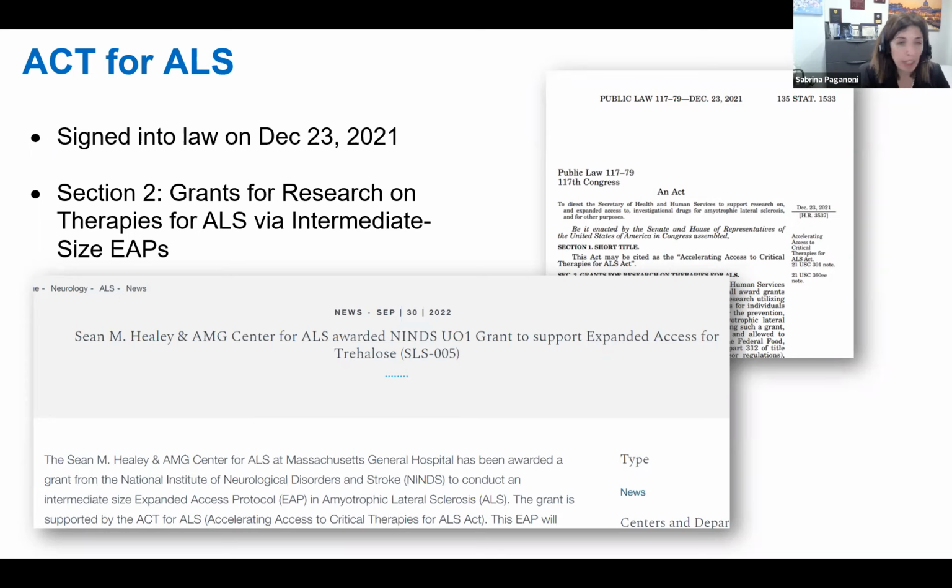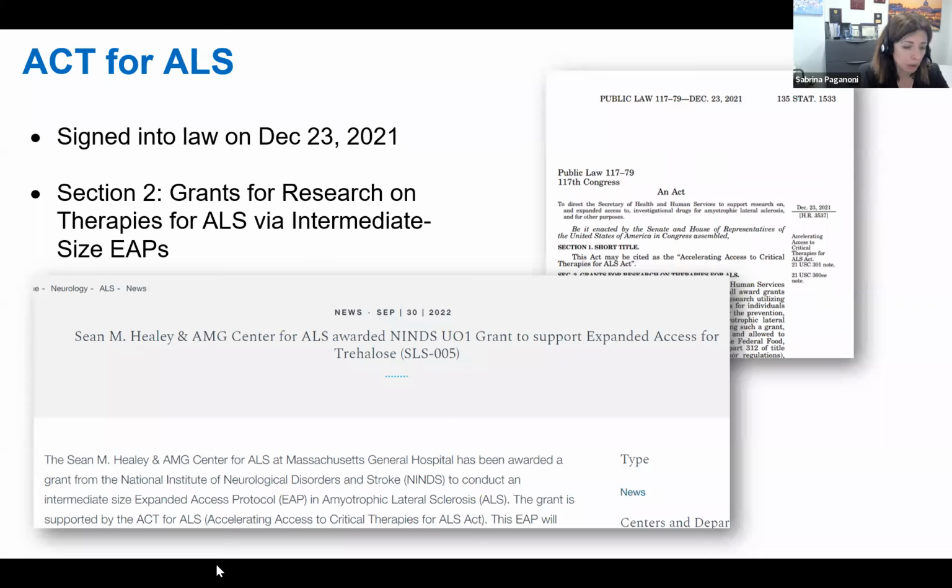And so specifically, there was a grant process that was initiated by the NIH earlier this year to allow for the establishment of intermediate-sized EAPs for the treatment of ALS. And so with my colleagues, Dr. Babu and Dr. Barry, we were fortunate to receive the first such awards from the NIH and NINDS. This was just announced last week.